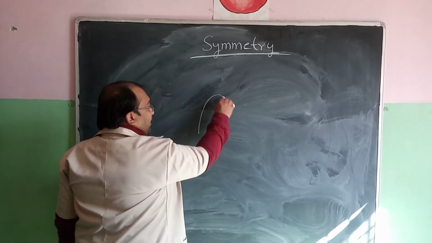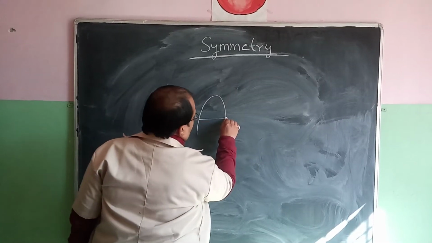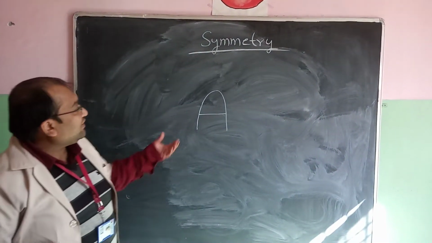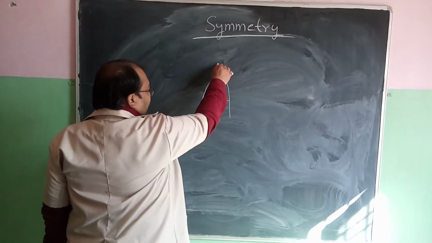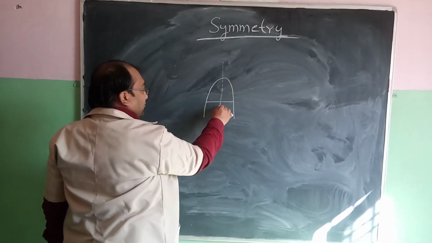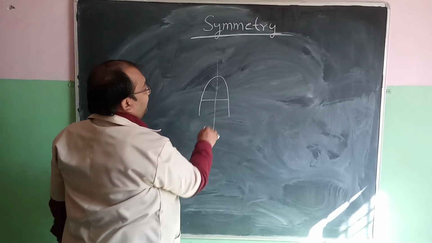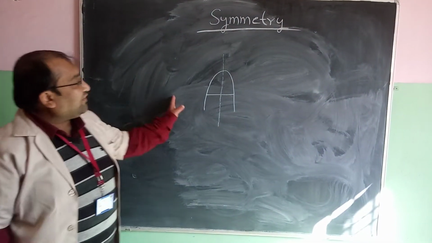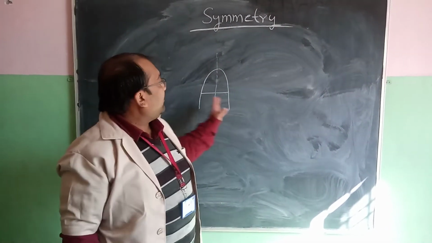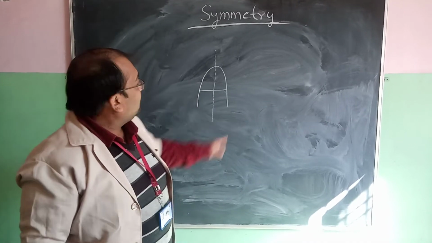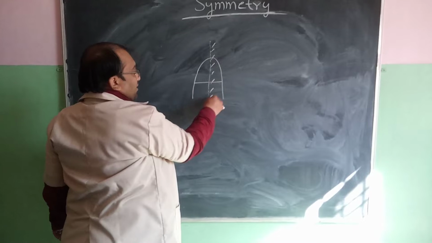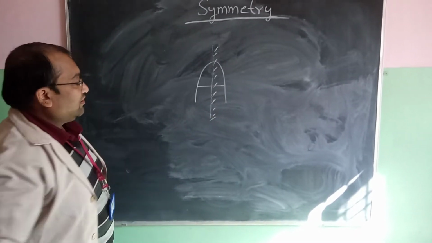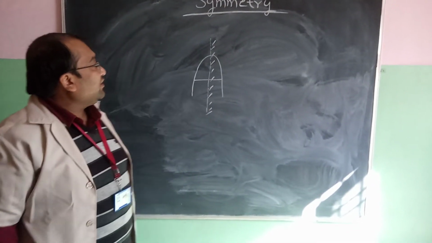Let's suppose I have this letter A. I want to see the symmetry in this figure. So we will draw a vertical line passing through the center, the middle of this A. So left and right are same. Left and right are equal. They are the mirror image of each other.